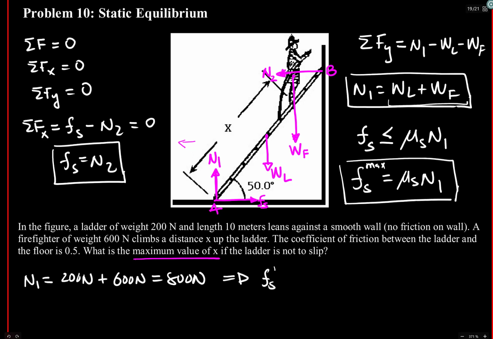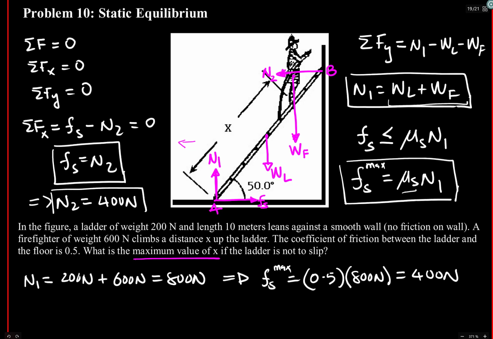This implies that F_s max is equal to 0.5, which is given, multiplied by 800 newtons. This is 400 newtons. So pay attention, please. And therefore, if we know F_s, we can say that N2 is equal to 400 newtons. Just to recap the main point, N1 is the normal force due to the floor, and N2 is the normal force due to the wall. So in an examination, you can be asked to determine N1, you can be asked to determine N2, or you can be asked to determine the maximum friction that the ladder will experience, which we have calculated.